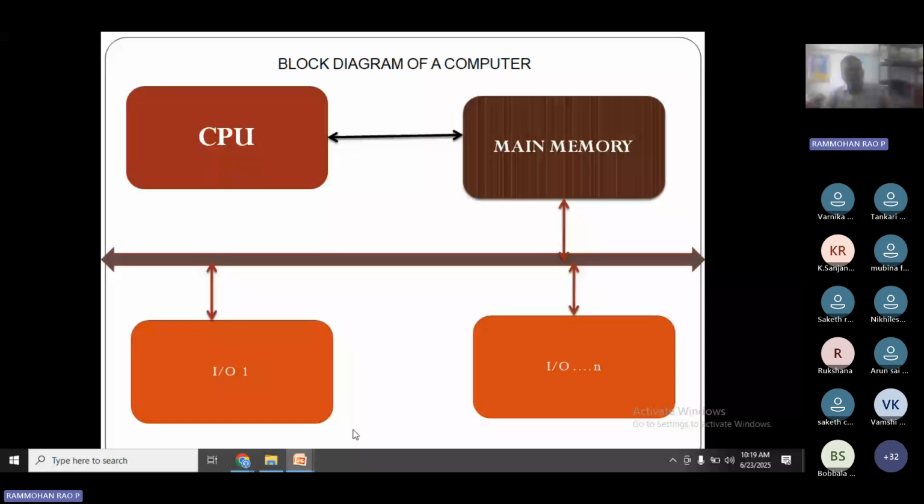Now, why CPU? I was telling you since the beginning, the CPU does not interact with any other IO device directly. Sorry, it will interact only with main memory directly. So there should be a reason why, right? The reason is very, very simple, friends.